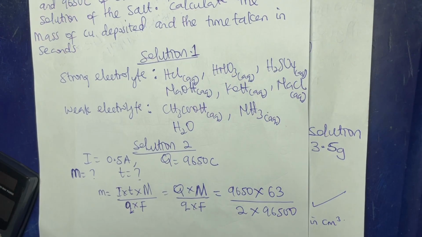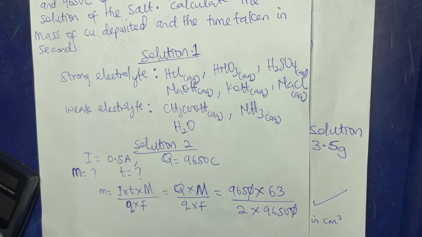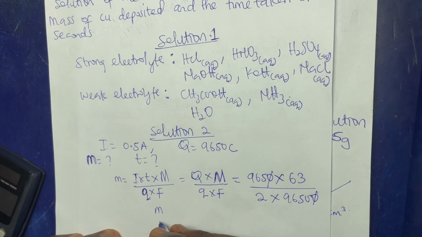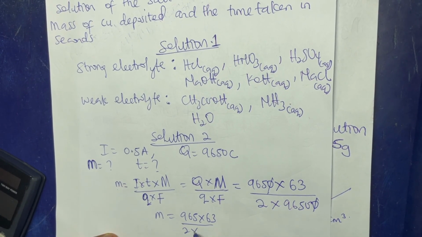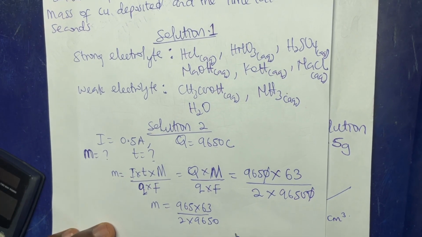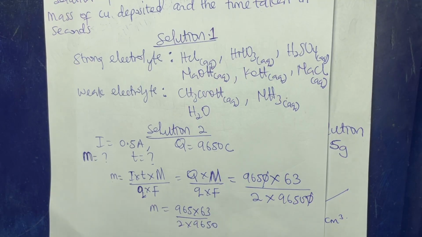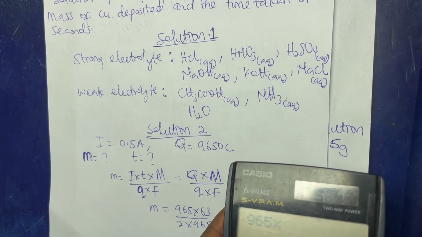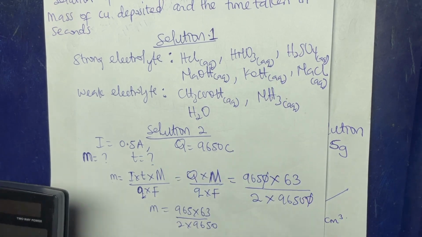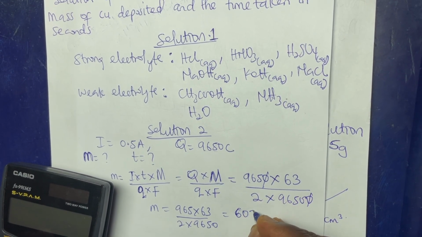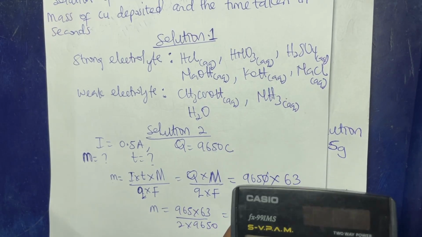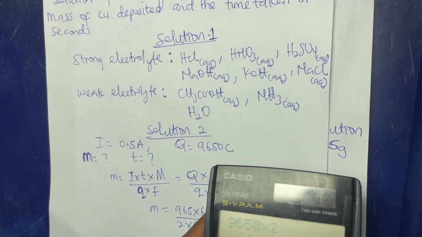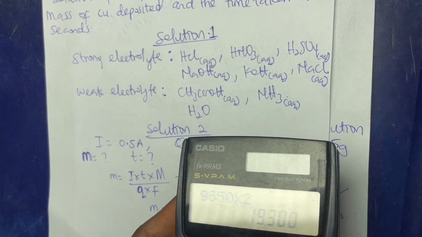So now let's do the arithmetic. 0 cancels 0 here, so my mass will be equal to 965 times 63 over 2 times 9650. Let me do the calculation here. 965 times 63 equals 60795, all over 9650 times 2, and that is 19300.